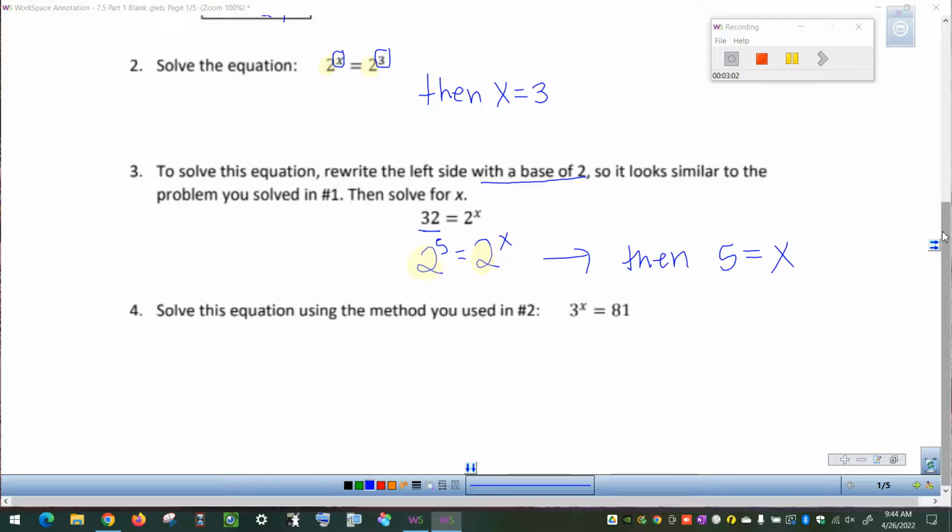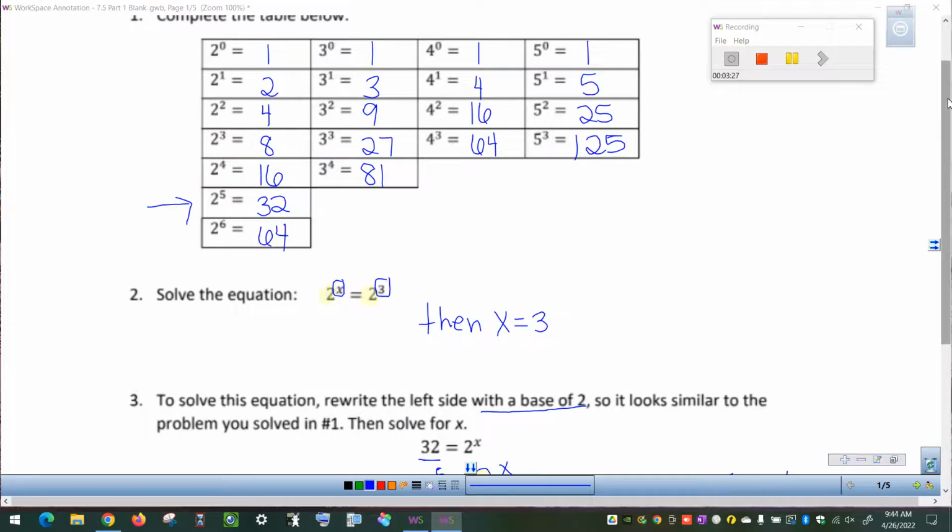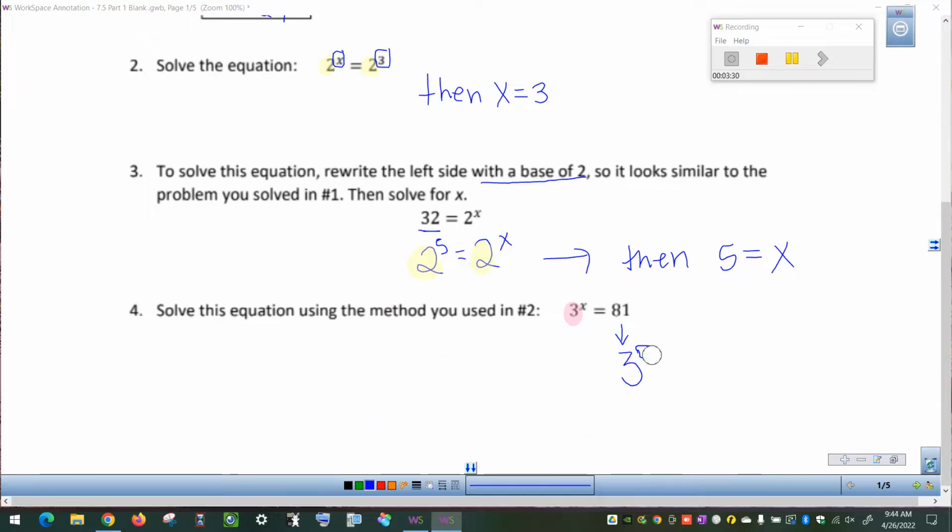All right, so then for number 4, solving this next equation, we've got 3 to the power of x equals 81. Notice that in this problem we have a base of 3 on the left, and so we want to turn the right-hand side into something that also has a base of 3. If we take a look at the second column of our chart up here, we can see that 3 to the 4th power is 81. We're going to rewrite 81 as 3 to the 4th. And now that we have the same base on both sides, we'll go ahead and set the exponents equal. And so for this problem, we end up getting that x is equal to 4.